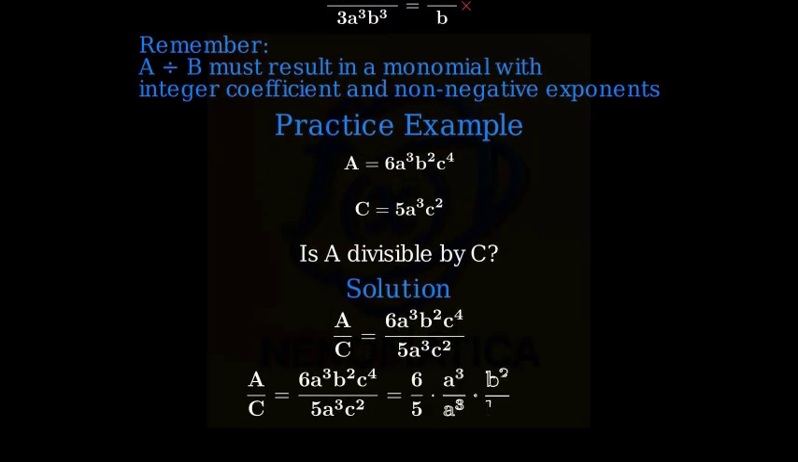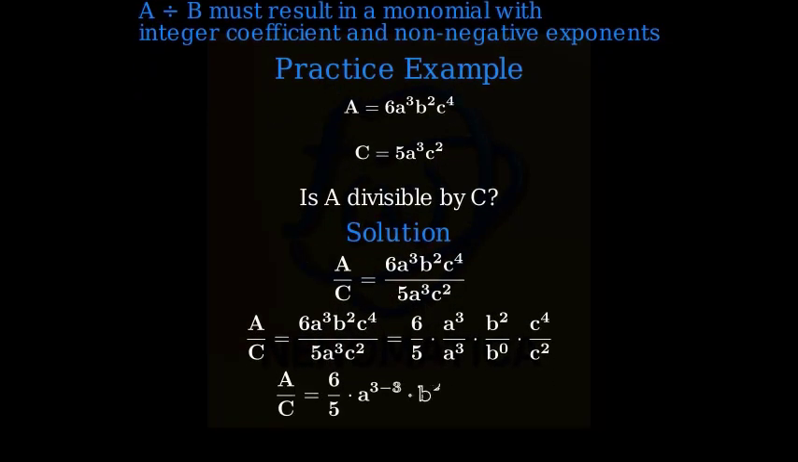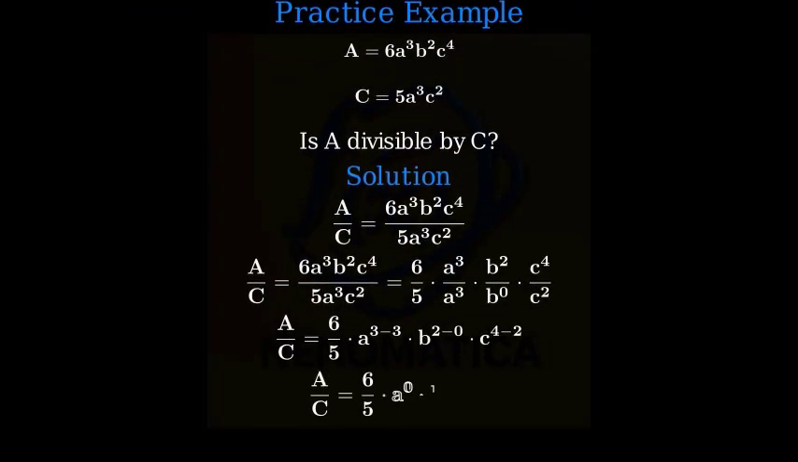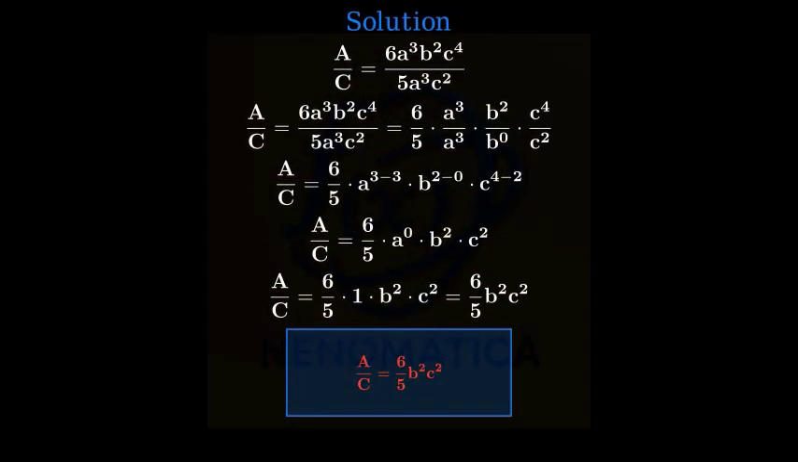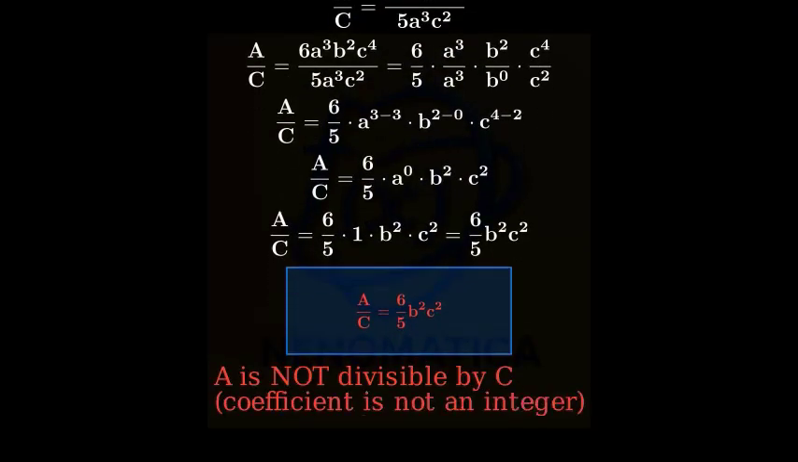For the coefficients, we have 6 divided by 5, which equals 6/5. For the variable a, we have a cubed divided by a cubed, which gives us a to the power of 0, or 1. For the variable b, we have b squared divided by b to the power of 0, since b doesn't appear in C, which gives us b squared. For the variable c, we have c to the fourth power divided by c squared, which gives us c squared. So, A divided by C equals 6/5 times b squared times c squared. Since the coefficient is 6/5, which is not an integer, A is not divisible by C.